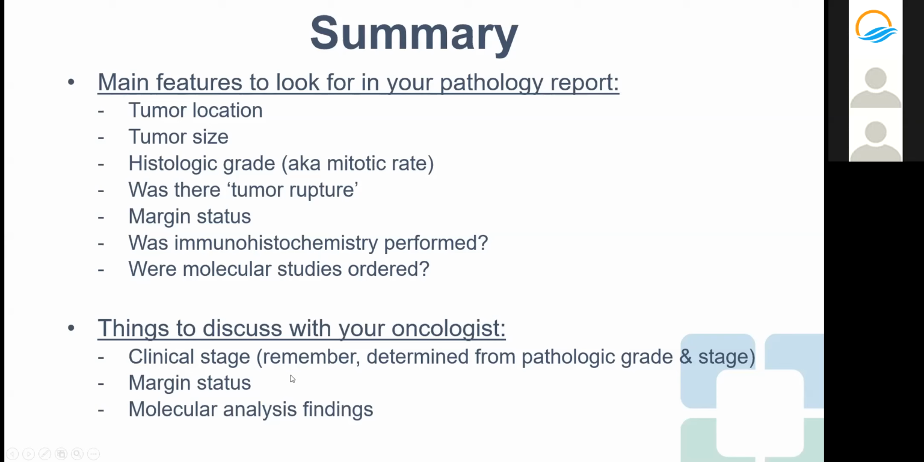Finally, things to discuss with your oncologist. Remember that your oncologist is going to talk to you in the world of clinical staging, and that's when we convert those pathologic TNM factors and the histologic grade into a clinical stage, stage 1 through 4. So remember to discuss that with your oncologist. Margin status is always important, especially if there's a positive margin, and that will affect therapy decision making, so pay attention to that. And finally, make sure that your oncologist is on board with molecular analysis that's being conducted and is receiving those reports, especially if they're being performed as send-out testing.